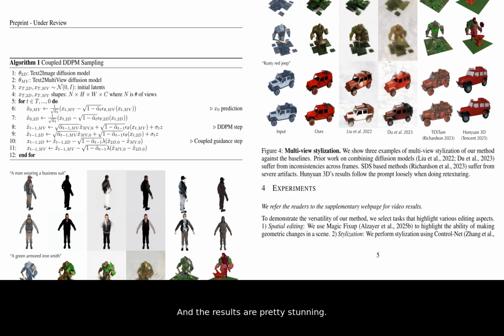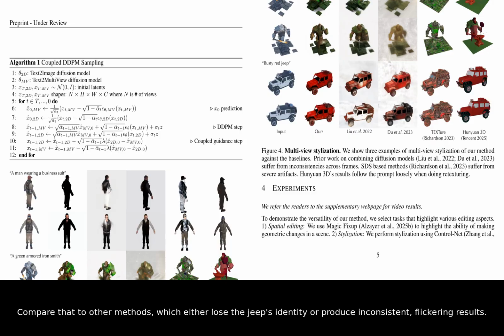And the results are pretty stunning. Here in Figure 4, we can see some examples of multi-view stylization. When asked to create a rusty red Jeep, the method produces a consistent look across all angles. Compare that to other methods, which either lose the Jeep's identity or produce inconsistent, flickering results. The same applies to making a green armored ironsmith. The result is coherent and believable.